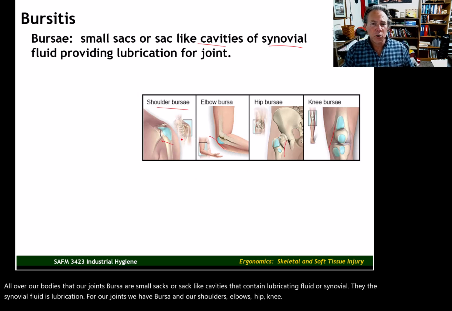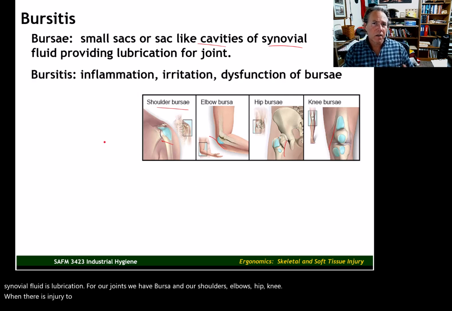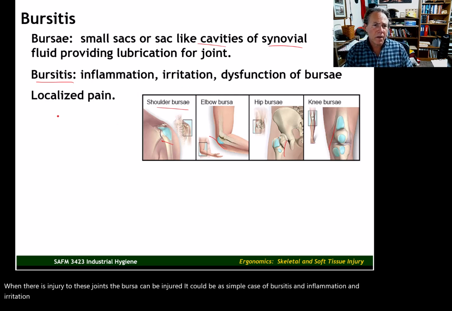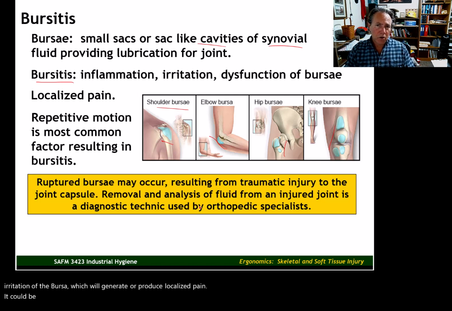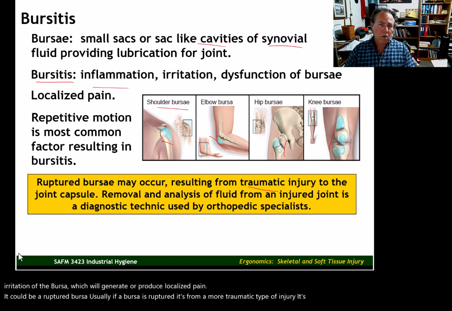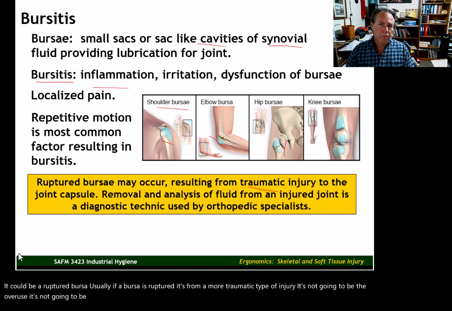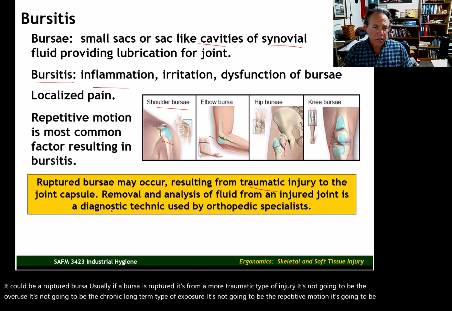When there is injury to these joints, the bursa can be injured. It could be a simple case of bursitis, an inflammation and irritation of the bursa, which will produce localized pain. It could be a ruptured bursa. Usually if a bursa is ruptured, it's from a more traumatic type of injury. It's not going to be the overuse. It's not going to be the chronic, long-term type of exposure. It's not going to be the repetitive motion. It's going to be a traumatic injury to the joint capsule.